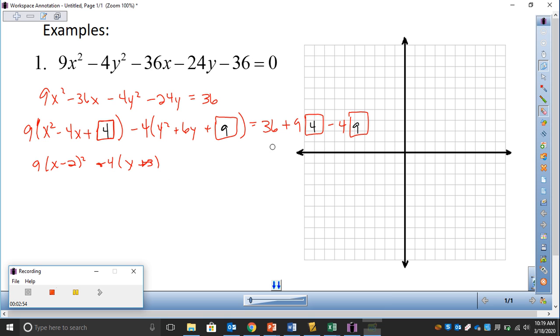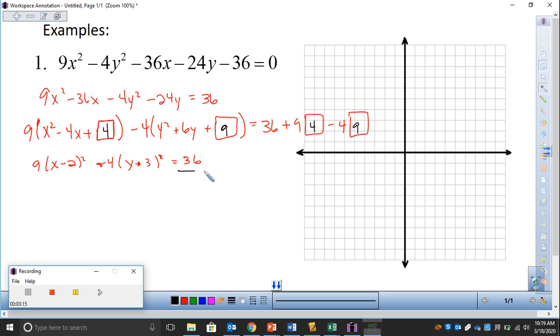Now let's make that a little cleaner looking. (y plus 3) quantity squared. Now over here on the right we have 36 plus 36, which is 72, minus 36, which gets us back to 36. That's pretty convenient. We want this to be equal to 1, as we have always done over the last couple of weeks. Divide by 36, divide by 36, divide by 36. So our final answer here for the equation in standard form is going to be (x minus 2) squared over 4 minus (y plus 3) quantity squared over 9, again pretty convenient, equals 1.